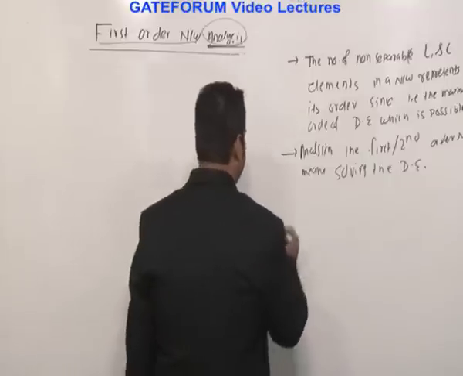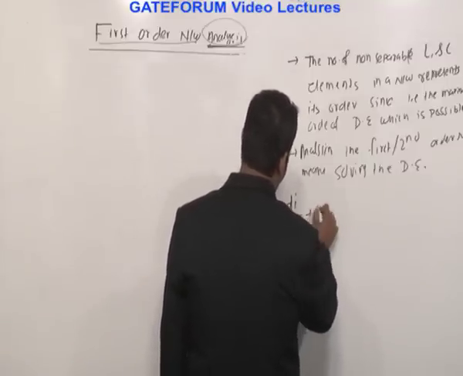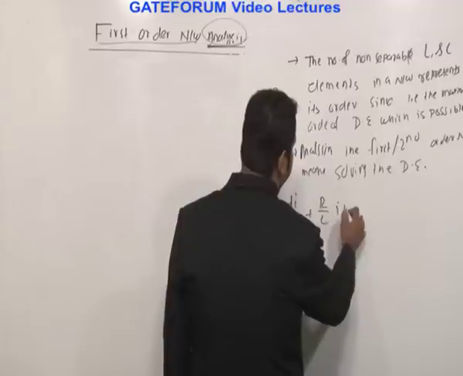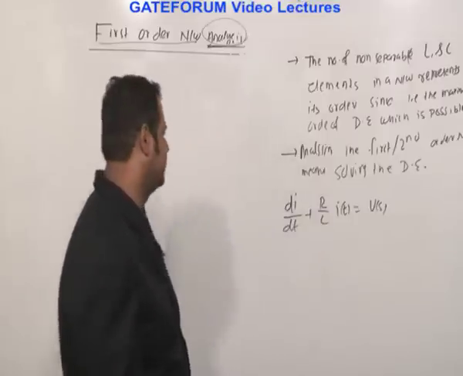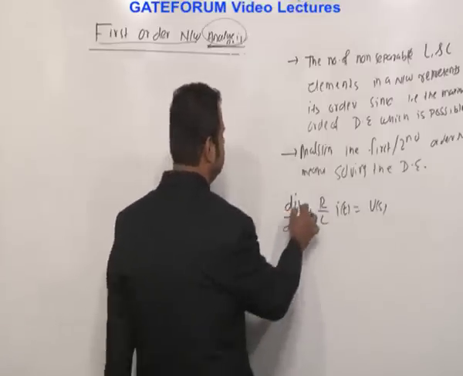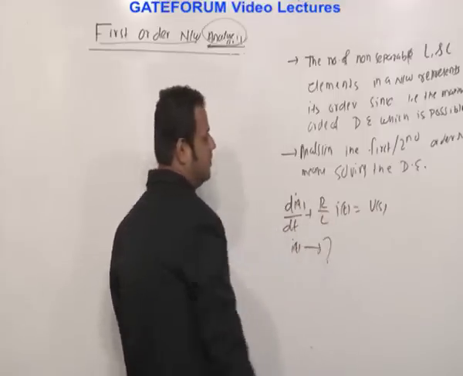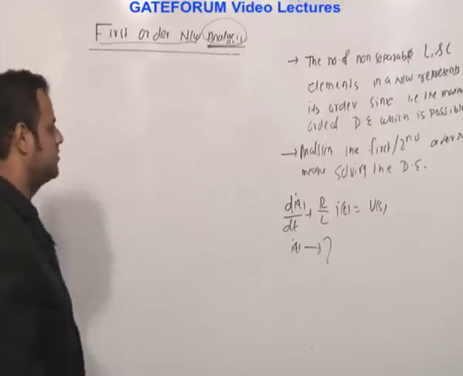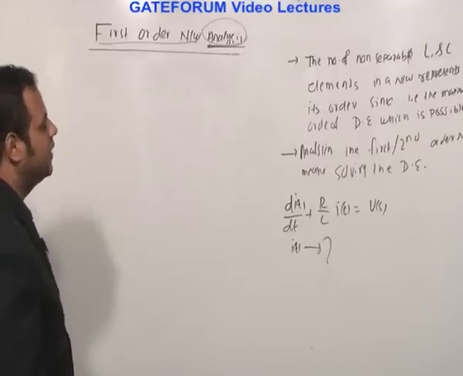Now the problem is this. Let's say that I'm getting one equation. Let's say the equation is di by dt plus R by L into i is equal to Vs. Let's assume that the equation is like this. Now I ask you, find the solution of it. So how do you get the solution of this, right? There are so many approaches to solve this problem. One of the approaches is the mathematical approach.